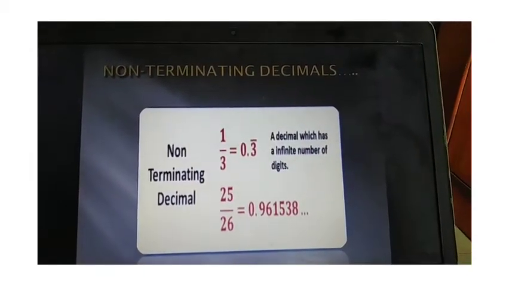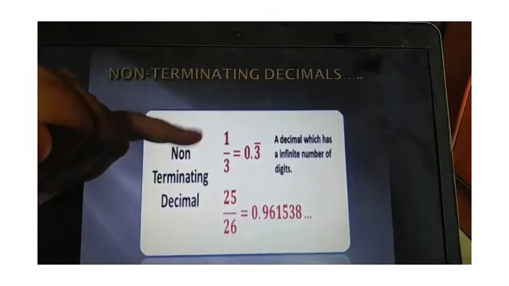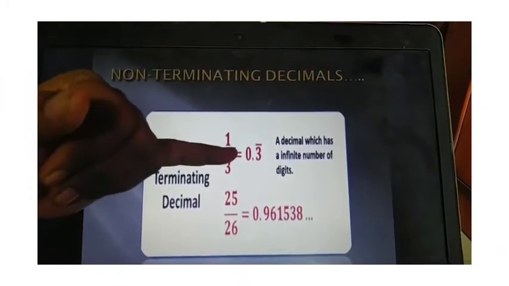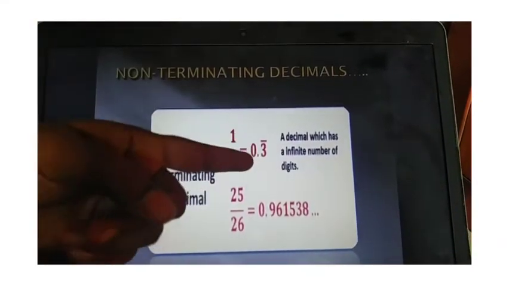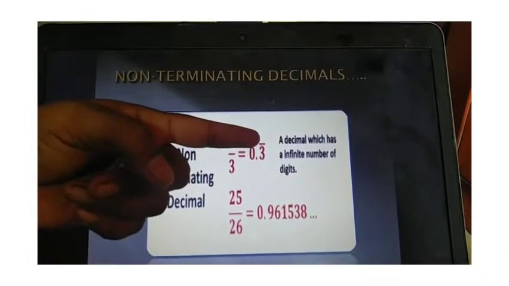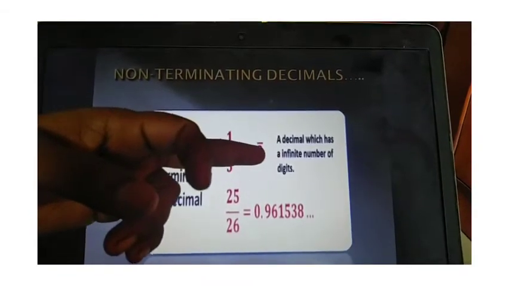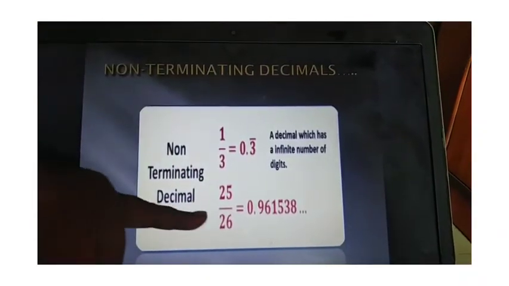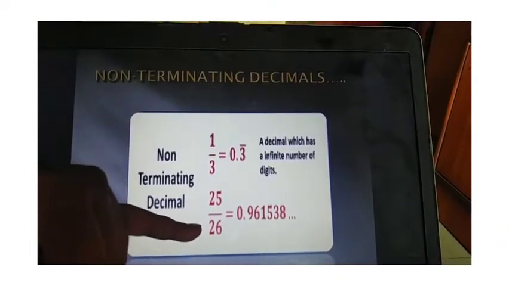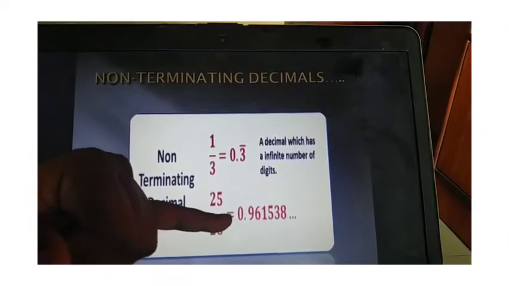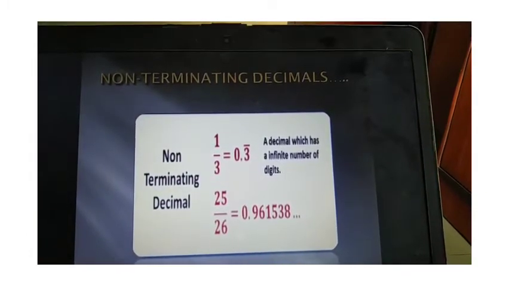Non-terminating decimals, you can see the example in detail now. 1 by 3. If you divide 1 by 3, you'll get the answer 0.33333, it goes on. You can write this as 3 with a bar over the 3, which shows that the 3 goes on repeating. And 25 by 26 is non-terminating and non-repeating. See the answer here, it is 0.961538 and it goes on without stopping.